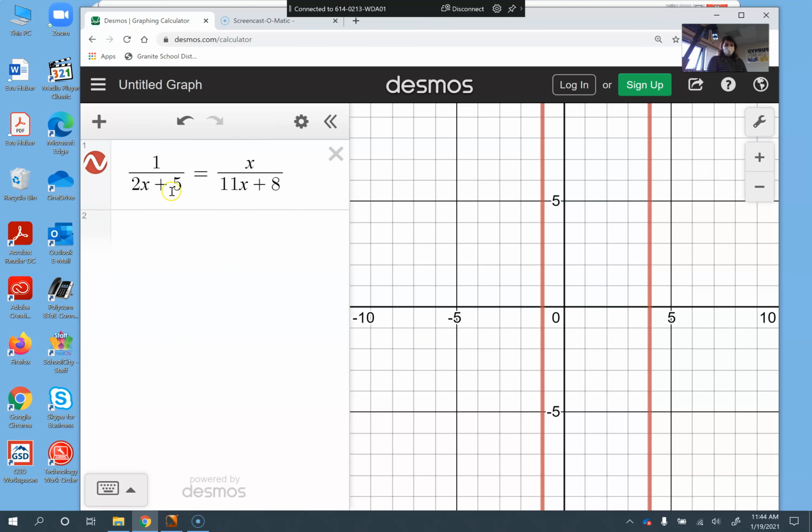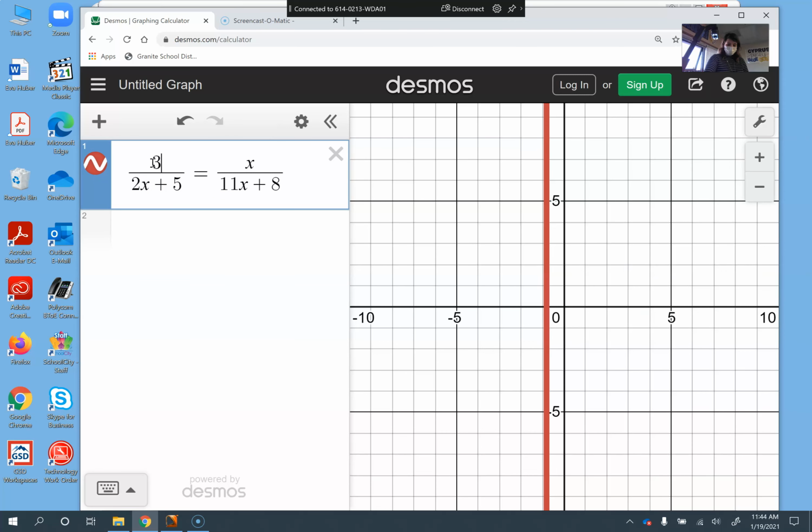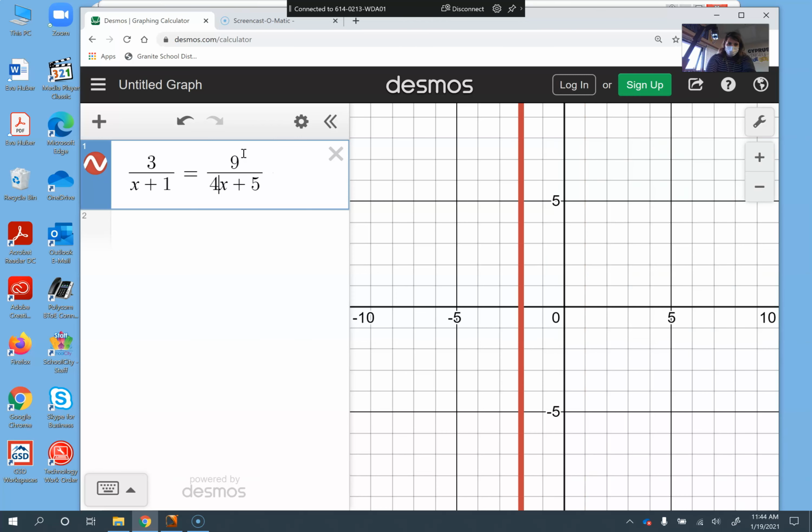If we wanted to be super A plus, we could go back through and now check all of our answers. Like the first one that was 3 and x plus 1. And then on the other side, 9 and 4x plus 5. And it passes through at negative 2. So we did get this first one right. You know what I'm saying? Are you sure? That's the whole shebang. That's not too bad, right?